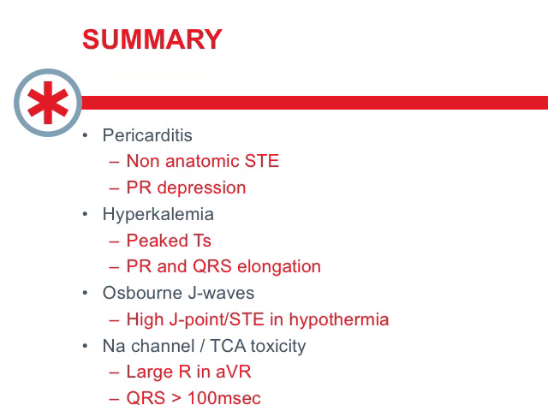The Osborn J waves that occur in hypothermia occur with this high J point. They're an interesting finding in hypothermia, but really aren't anything you have to treat or do anything about. And then finally, the sodium channel blockade, particularly what we see in tricyclics. We're going to look for that large R wave in aVR and a QRS greater than 100 milliseconds.